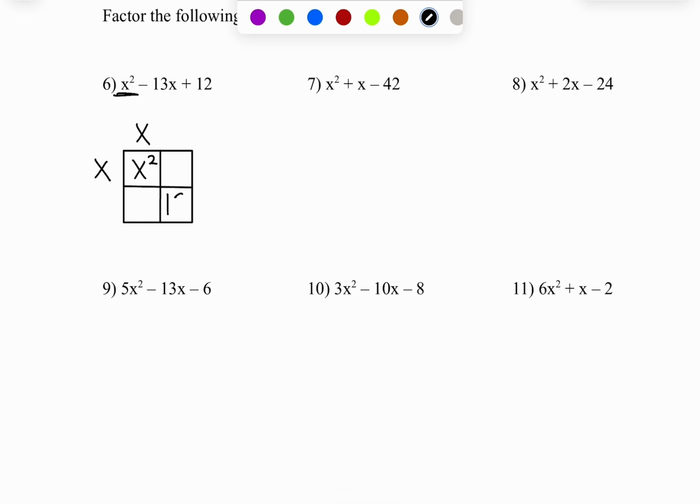The second thing that you know is this has to be 12. So it has to have two numbers that multiply to 12. And so you could do 1 and 12. You could try 3 and 4. You could try 2 and 6.